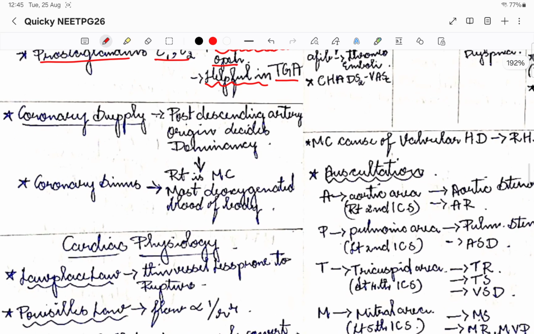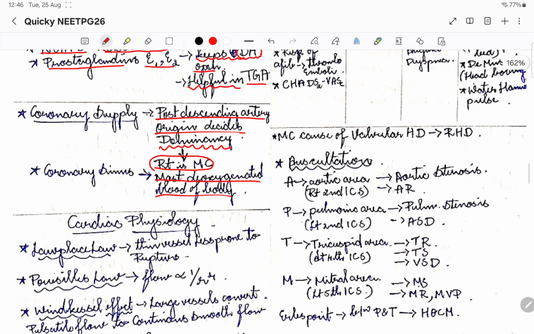Then the coronary supply. With respect to the heart's blood supply, the origin of the posterior descending artery decides the dominance of the coronary artery supply. Right side is the most common. So we will see whether the right or the left is dominant; the most common is right, and the posterior descending artery is what decides it. Then coming to the coronary sinus, the most deoxygenated blood in our body is in the coronary sinus, which is the venous drainage of the heart.